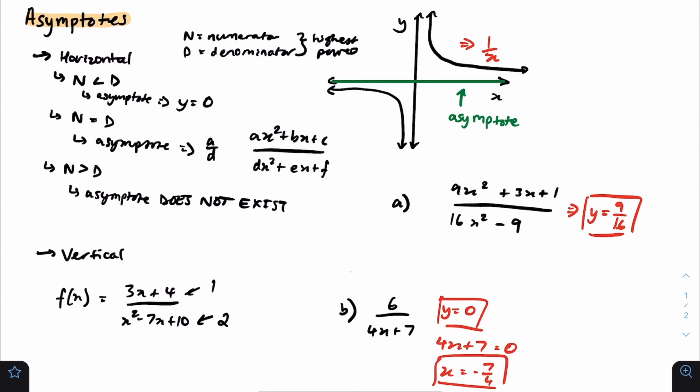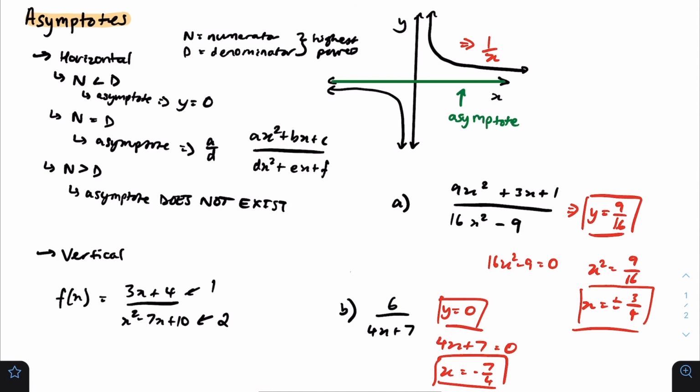Now, the other one is if we make the denominator equal to 0, that will give us our vertical ones. So 16x squared minus 9 is equal to 0. And we can actually factor this out, or we can rearrange, doesn't matter. So we get x squared is equal to 9/16. x is equal to plus minus 3/4. So here, we're going to have two asymptotes for the vertical one. So we're going to have vertical asymptote x equals 3/4 and vertical asymptote x equals negative 3/4. And the horizontal asymptote is y equals 9/16.